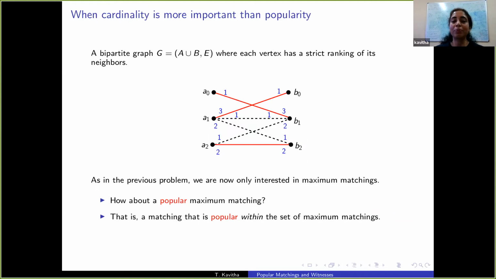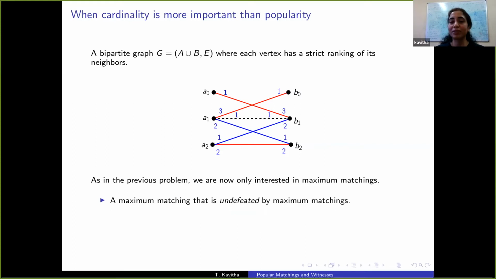So how about a popular maximum matching? This is a matching that's popular, restricted to the set of maximum matchings. If you look at the red matching, it loses to the blue matching. So it's not popular absolutely. Smaller matchings may defeat it, but it is undefeated by maximum matchings.